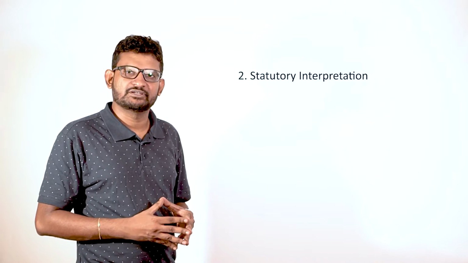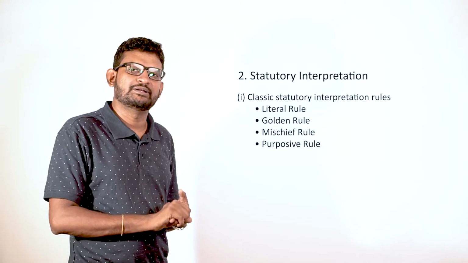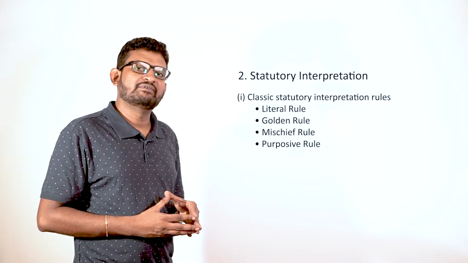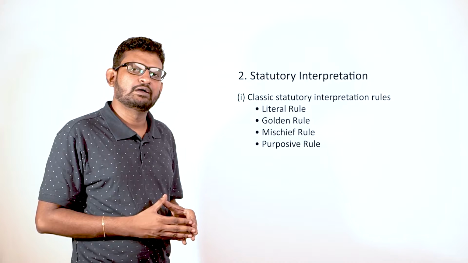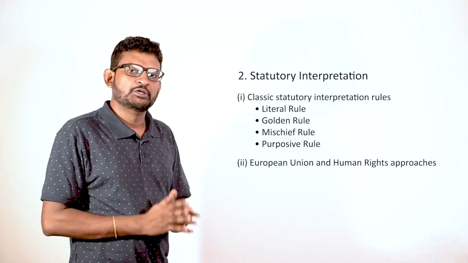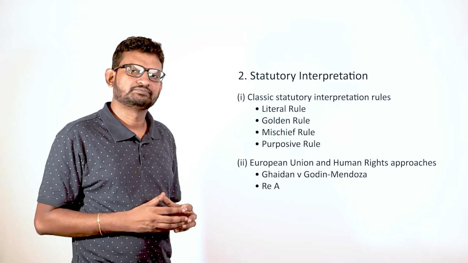You also need to realize the second legal concept, which is statutory interpretation. What are the classic statutory interpretation rules? The literal rule, the golden rule, the mischief rule, the purposive rule. However, now we are focused more towards EU approaches, human rights approaches. You should focus on the cases such as Ghaidan v Godin-Mendoza, Pepper v Hart. In those cases, you can see that sometimes the courts do read in, read out, read down.